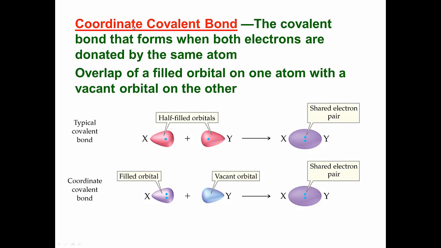We also have what we call a coordinate covalent bond. This is a covalent bond that forms when both electrons are donated by the same atom. Overlap of a filled orbital on one atom with a vacant orbital on the other atom. So here we see an atom with 2 electrons. Here we have an atom with a vacant orbital. These orbitals overlap to form the covalent bond. This is a coordinate covalent bond because both electrons were donated by the same atom.